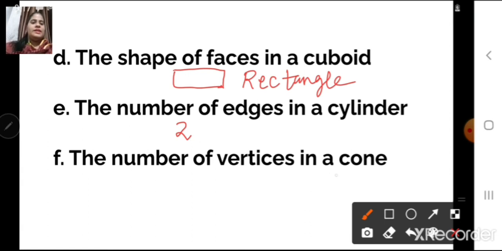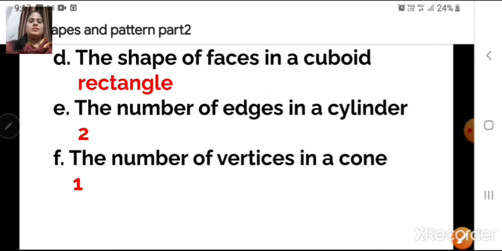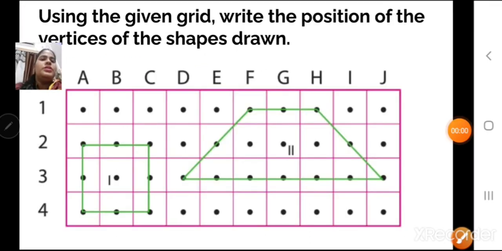The number of vertices in a cone. There is only one vertex, the tip of the cone. Okay. Note down the answer, children. Children, next one is: using the given grid, write the position of the vertices of the shapes drawn.